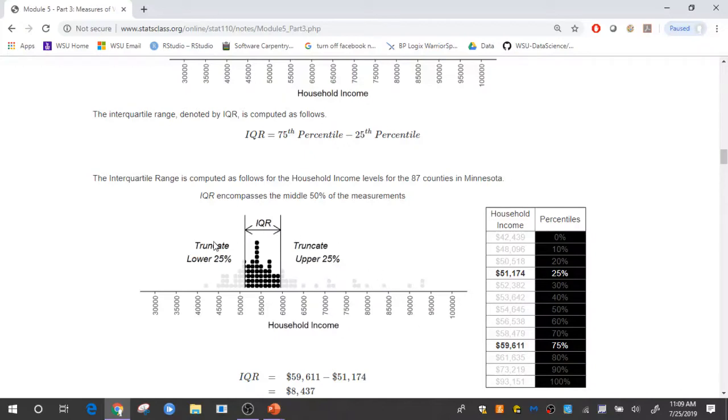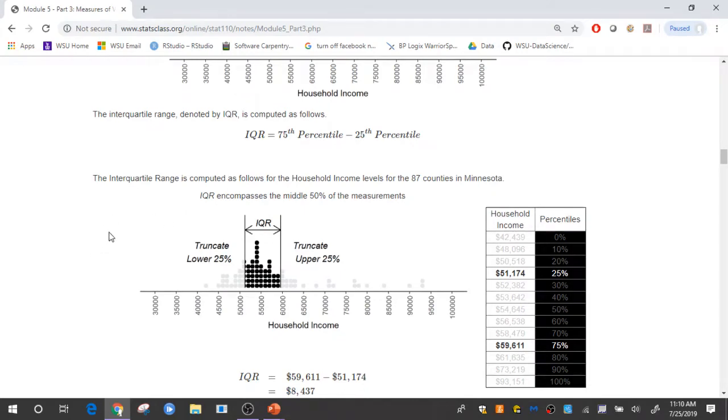After truncation of the lower and upper 25%, we simply take the range of what remains, and that's called the interquartile range here. So it is simply the 75th percentile minus the 25th percentile. And you can see that the interquartile range is going to contain the middle 50% of the measurements.